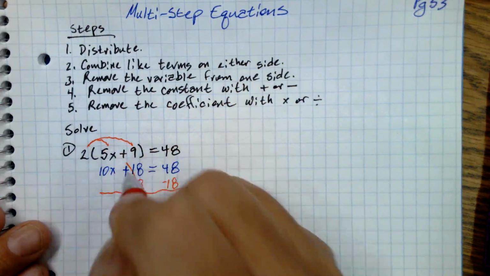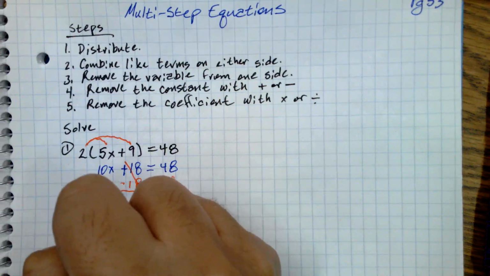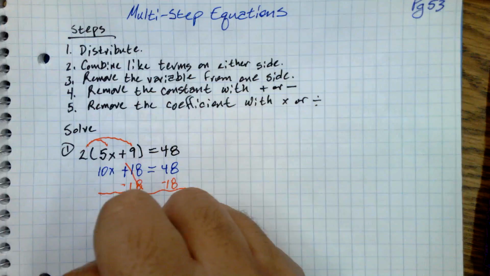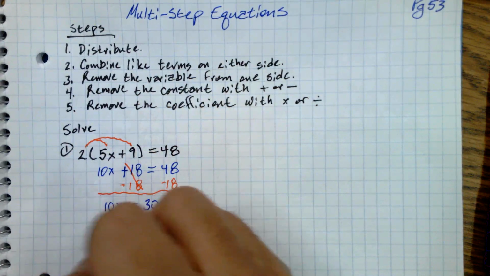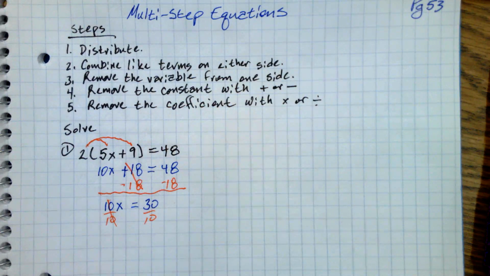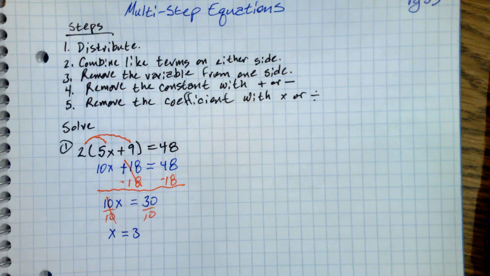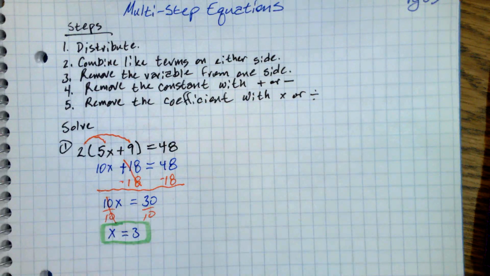Because we should be able to recognize this as a two-step equation. And we have, what, 30? And then divide by 10, and we get an answer of 3. So this is the solution for this equation. X is 3. Okay. Pretty basic, not too difficult way to start this.